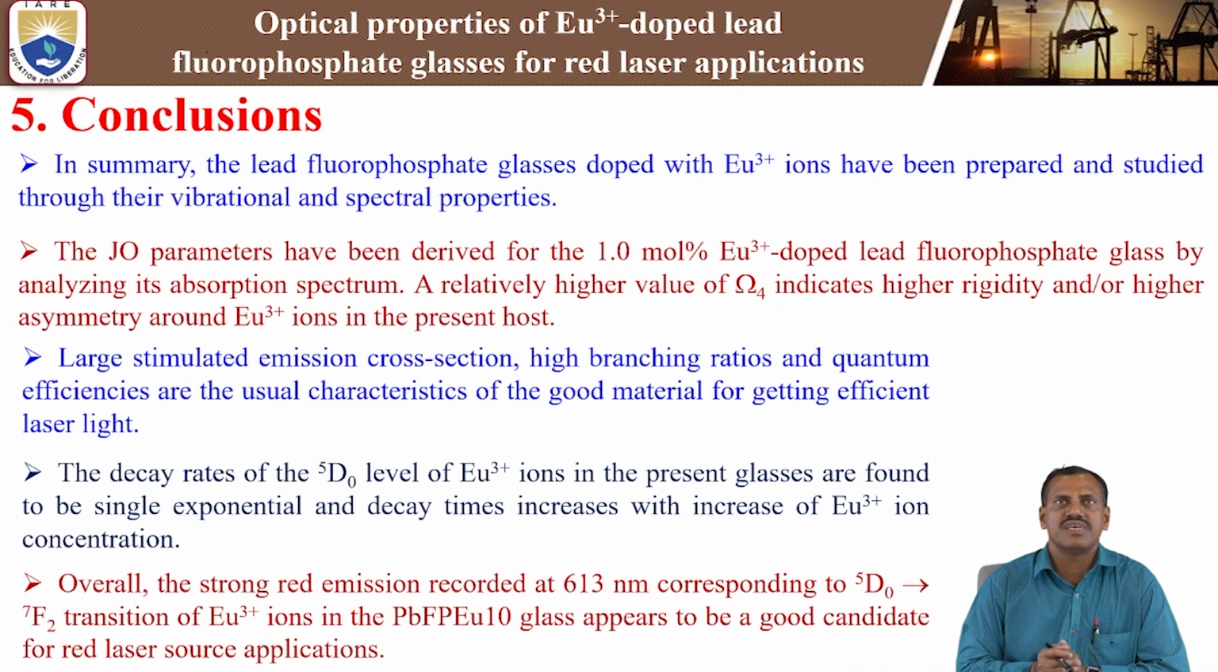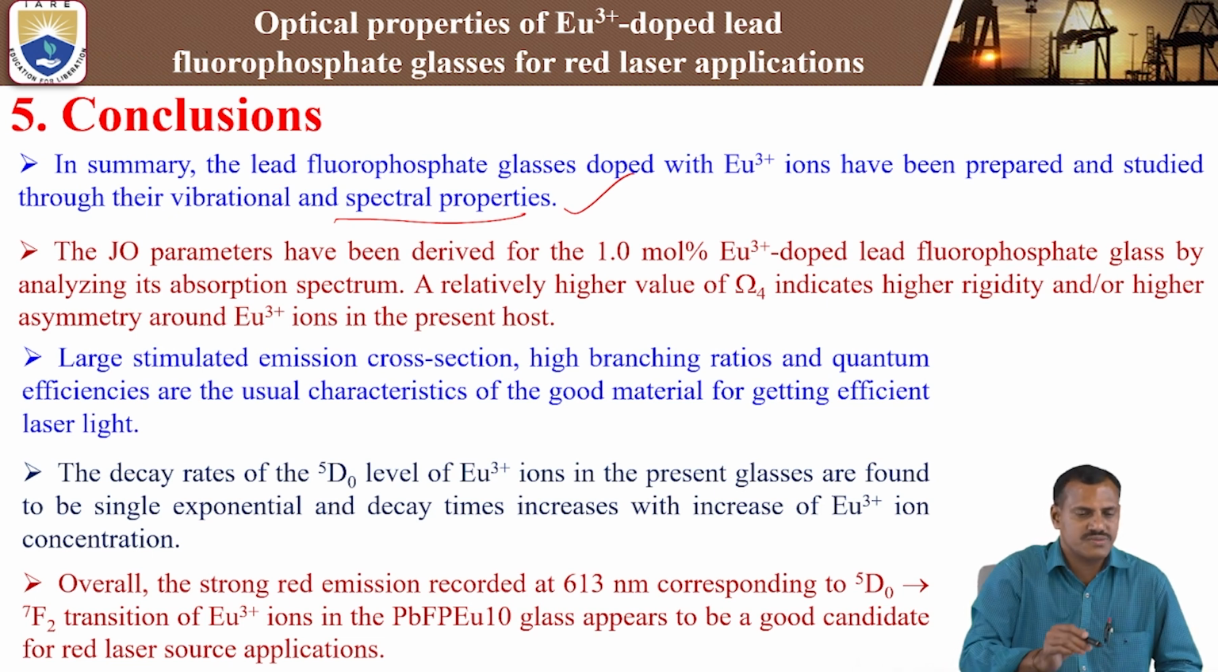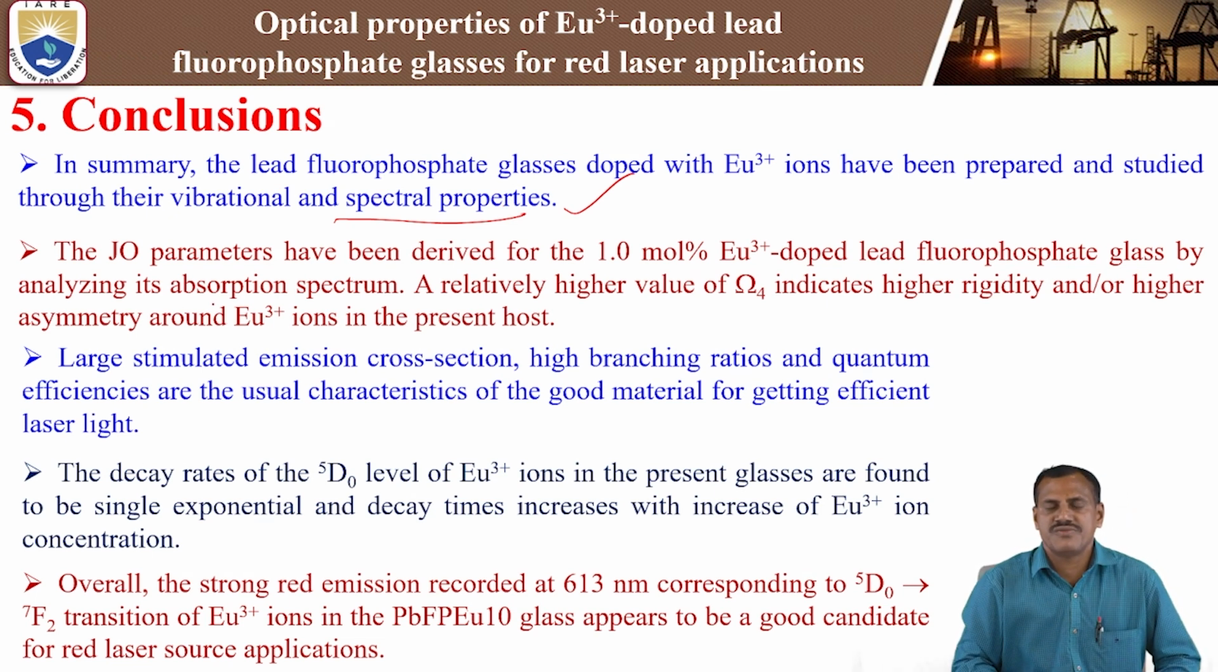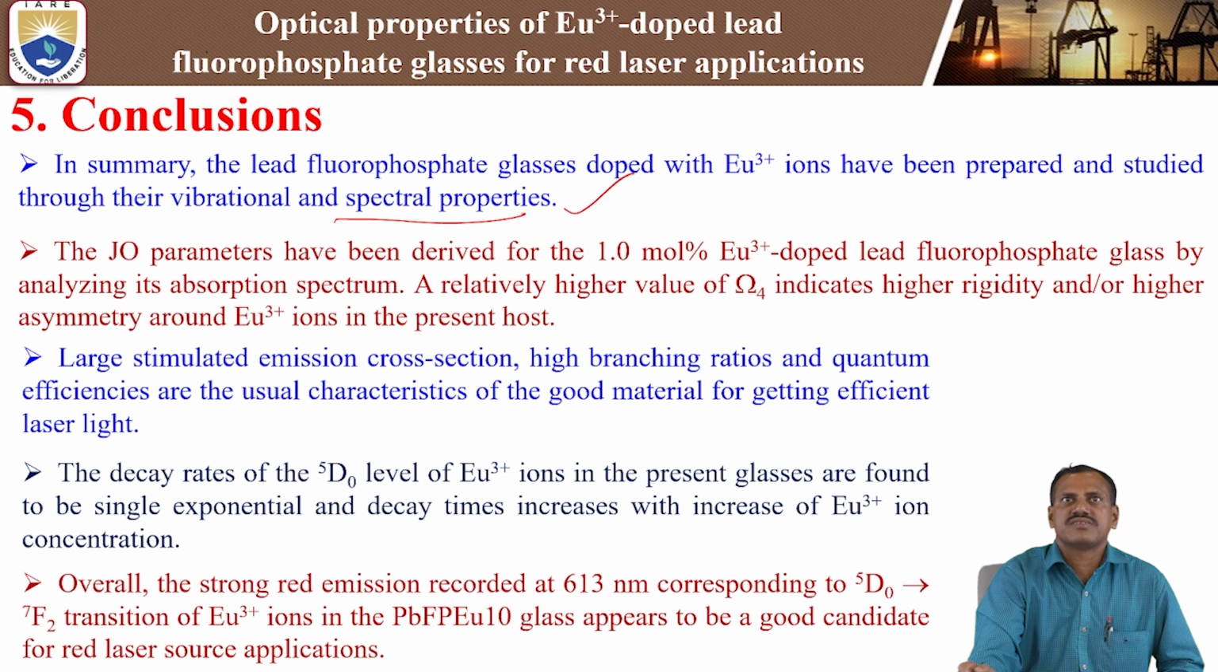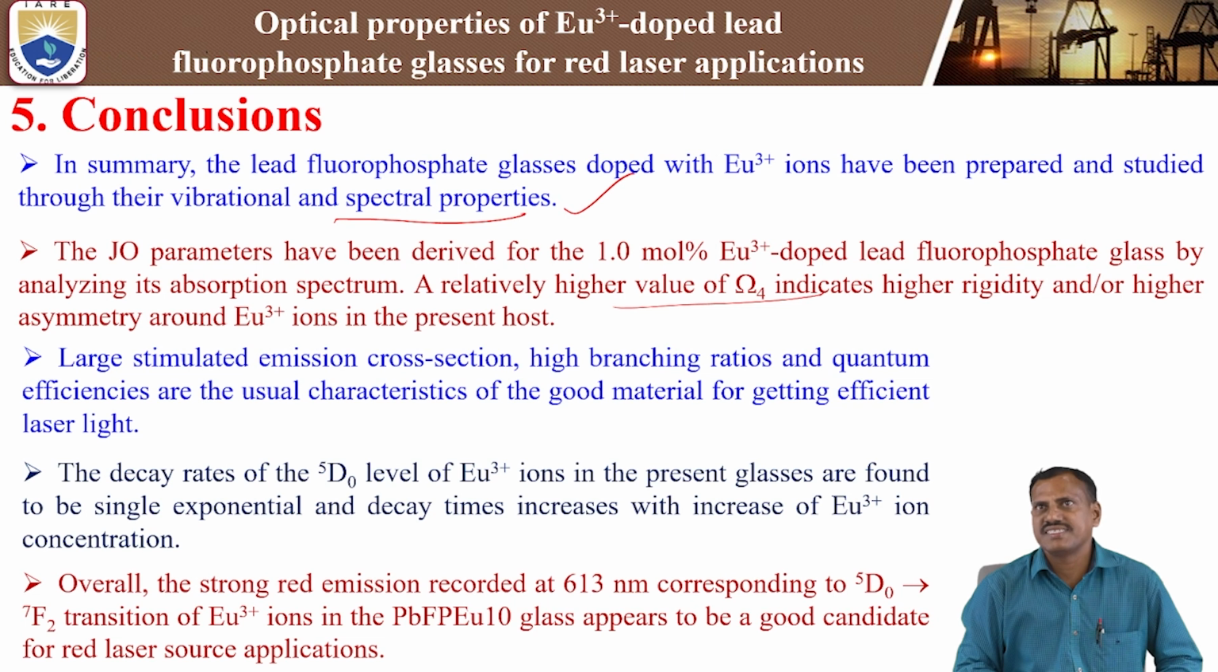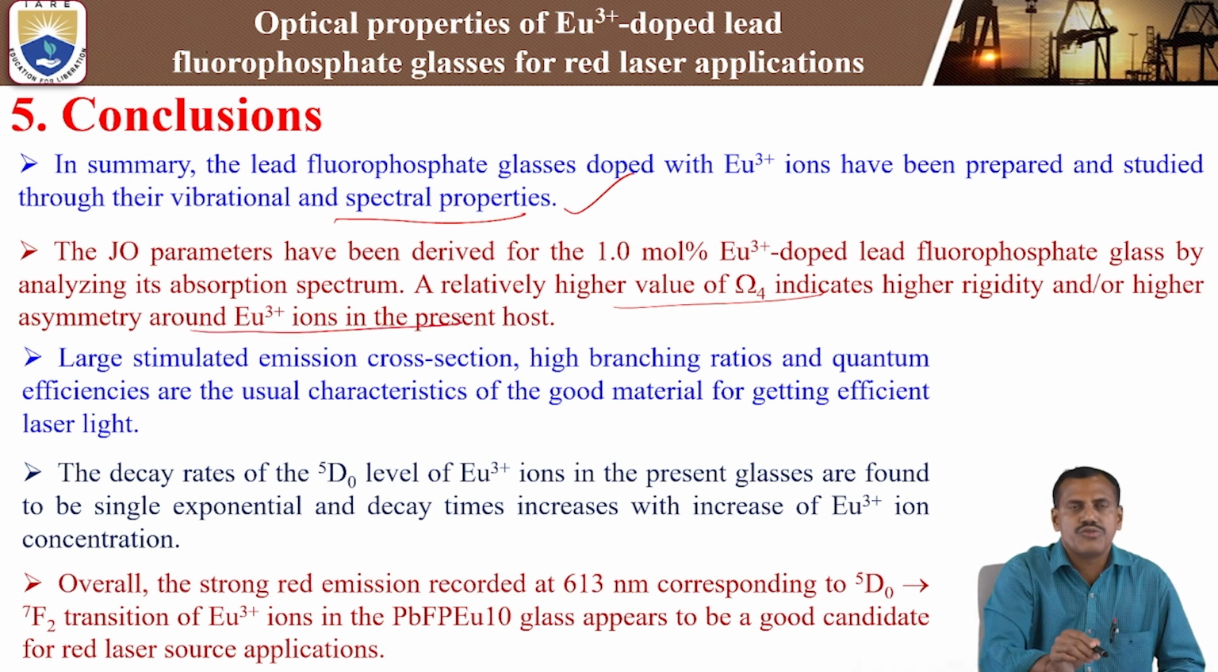Finally, the summary or conclusion of the present study. In summary, the lead fluorophosphate glasses doped with Europium triplet ions have been prepared and studied through vibrational and spectral properties. Raman spectral analysis, absorption studies, fluorescence and lifetime measurements have all been studied in the Europium triplet doped lead fluorophosphates. Next, the Judd-Ofelt intensity parameters have been derived for the 1 mole concentration of Europium triplet doped lead fluorophosphates by analyzing its absorption spectrum. A relatively higher value of omega 4 indicates higher rigidity and or higher asymmetry around the Europium triplet ions in the present host materials.